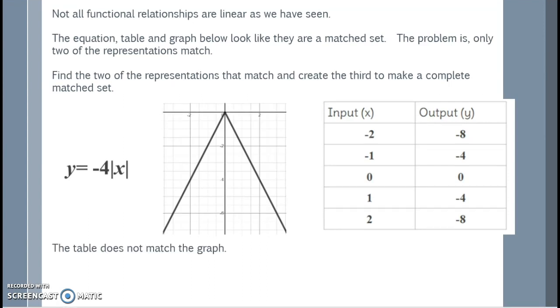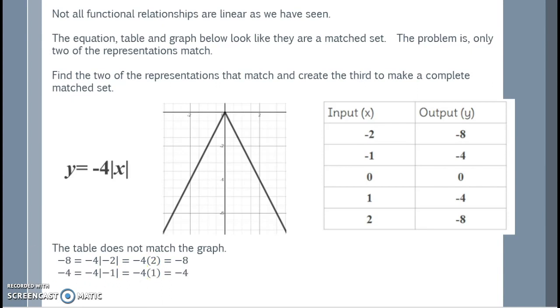I can see the table does not match the graph because when I input -2, I should be at an output of -8. So when I input -2, -8 should be down here. So right off the bat, the table does not match the graph. Further, is -8, when I plug it into my equation, equal to -4 times the absolute value of 2? So is -4 times 2 equal to -8?